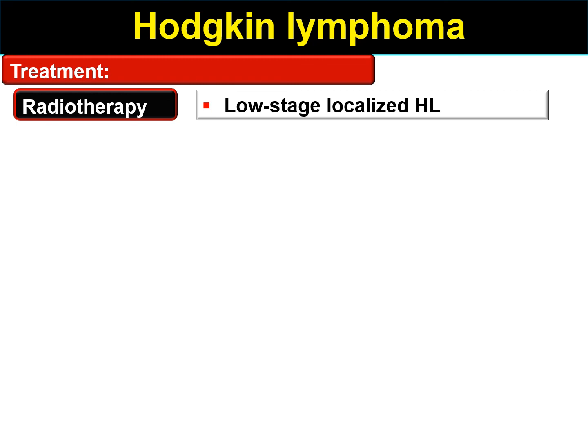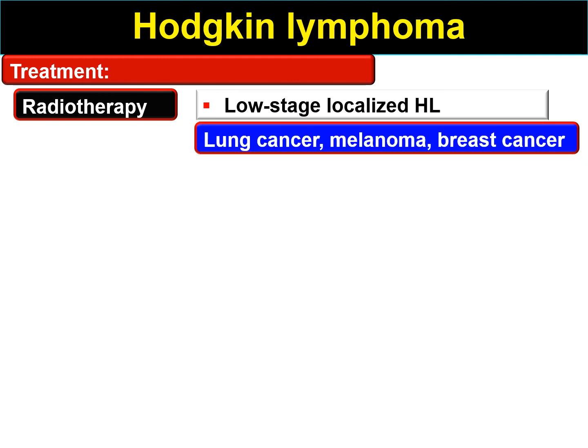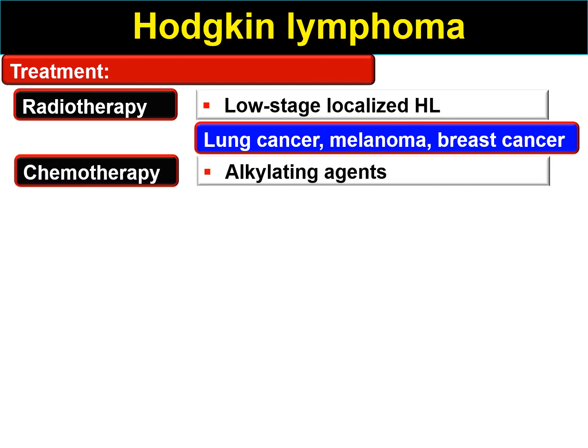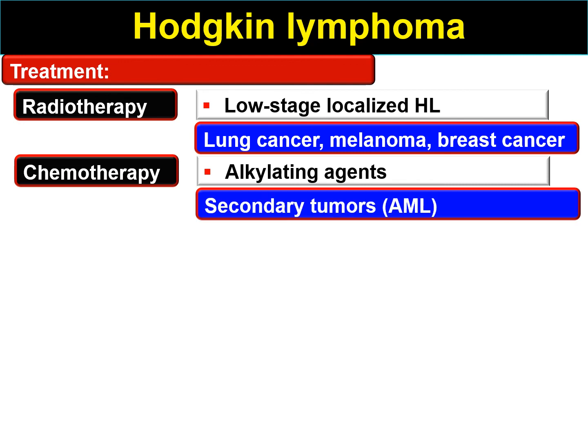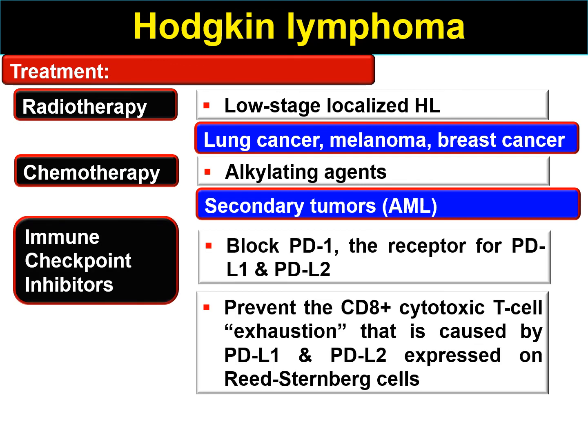Radiotherapy is the treatment advocated for low-stage localized Hodgkin lymphoma, but radiotherapy may be complicated by lung cancer, melanoma, or breast cancer. Chemotherapy is also used, with alkylating agents, and they can result in secondary tumors such as acute myelogenous leukemia.